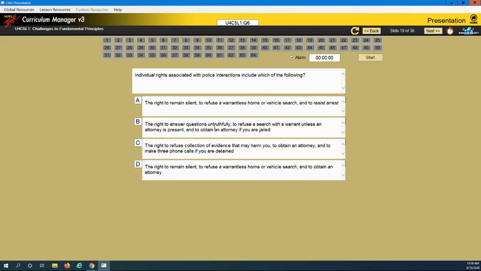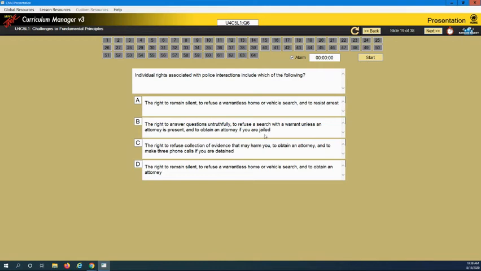B, the right to answer questions untruthfully. No, you do not. You must answer all questions truthfully. That will get you thrown in jail. To refuse a search with a warrant. No, you do not have the right to refuse a search if they have a warrant. They have already proven to a judge that they have probable cause. That's the word I was looking for earlier. Probable cause.